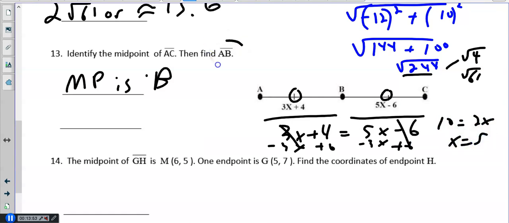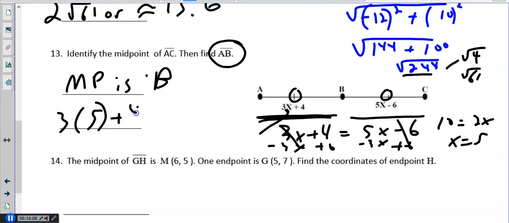Again, though, it's not asking me to find x. It wants AB, which is just this segment right here. So I'm going to plug in x of 5 right there. So 3 times x, which is 5, plus 4. So AB is 15 plus 4, 19. Now remember to pay close attention. It could have asked for AC, which means you'd have to double the 19.